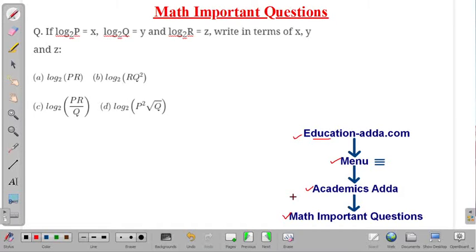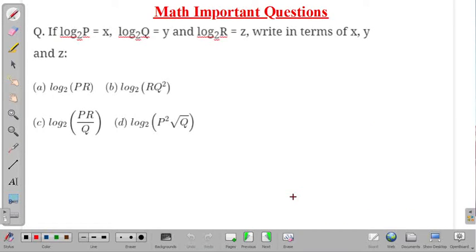Okay, coming back to the given problem, what is given here? See, log of p equal to x is given with base 2, log of q is equal to y, and log of r equal to z. Okay, and we have to write these expressions a, b, c, d in terms of x, y, and z. So there are four sub parts. We will solve one by one.